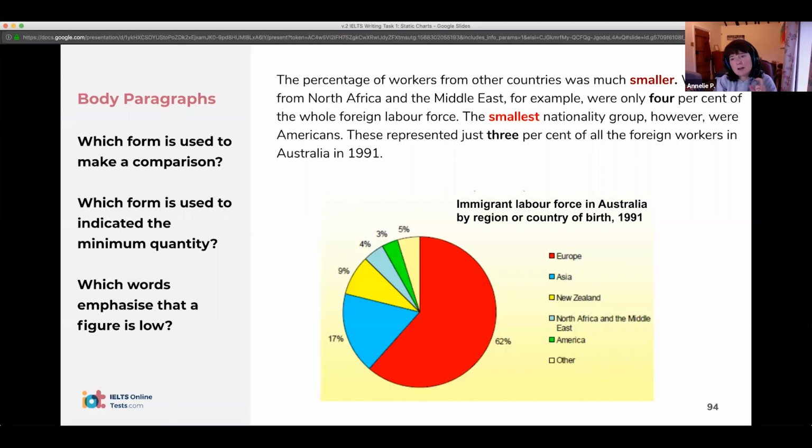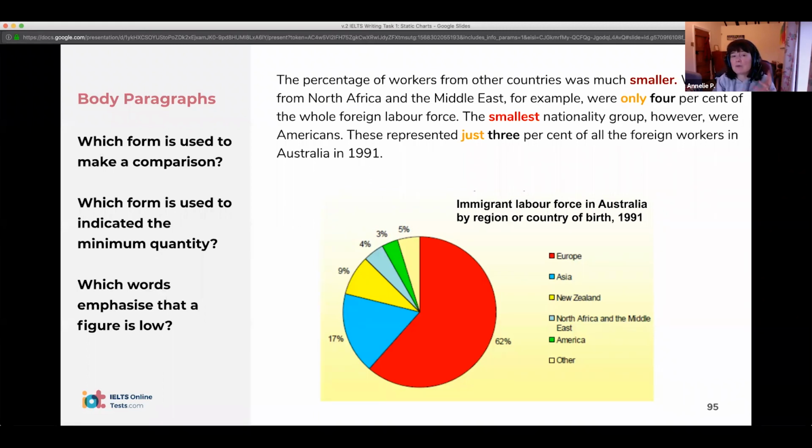And with those very small percentages, what can we use? So, okay, very good. Only, yeah, just, merely. So those kind of words work very well when you've got a very small number that you're using, okay?